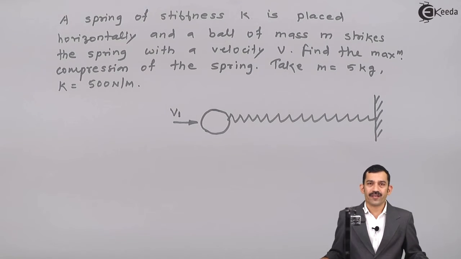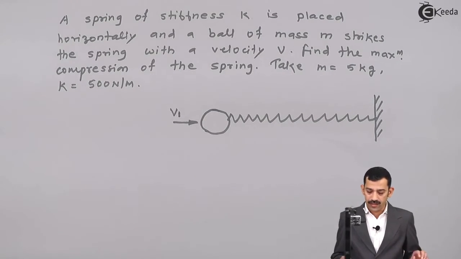Hi friends, see what is given in this problem. A spring of stiffness K is placed horizontally and a ball of mass M strikes the spring with a velocity V. Find the maximum compression of spring.